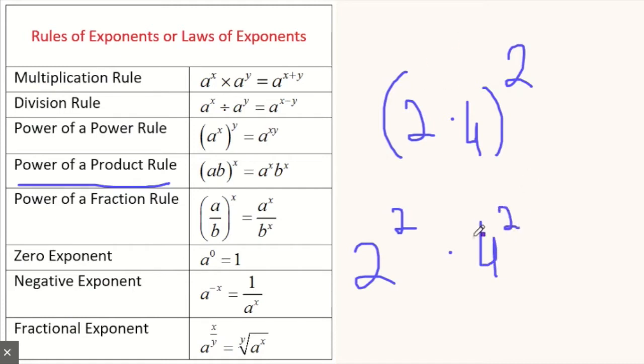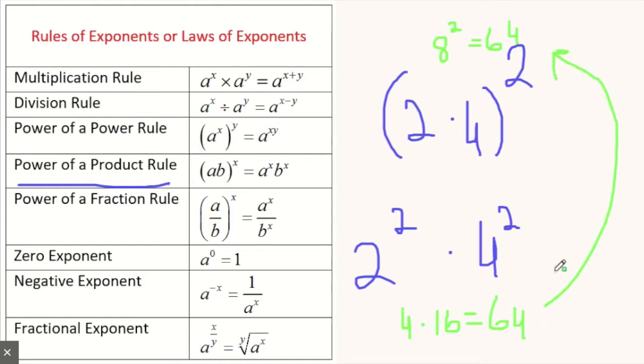Now let's solve both of these to see if the answers match. 4 times 2 is 8. 8 squared is 8 times 8, which is 64. 2 squared is 4. 4 squared is 16. 16 times 4 is going to give us 64. So the answers match. And that's how we can check your answer.